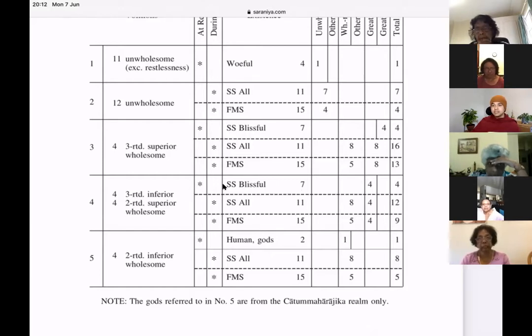Yes. No, Bhante, even on the third one, FMS, as Padma said, we have got 15 there. Then we have got 5. Then we don't have another 8 there. We just got 5 again in the total column. We don't have that 8.